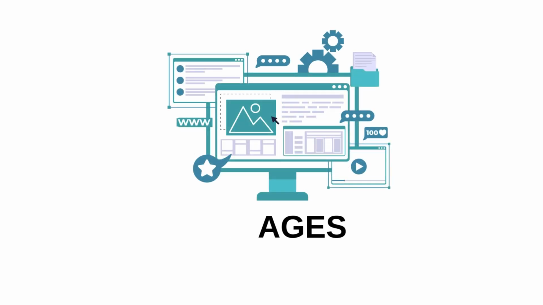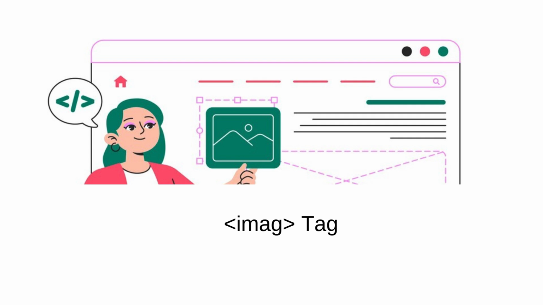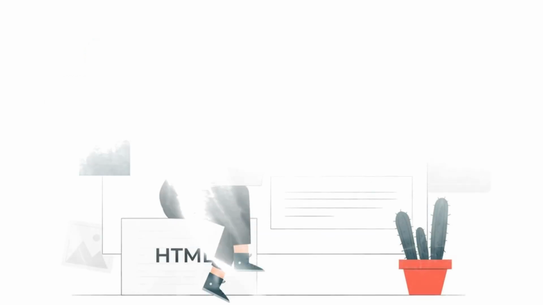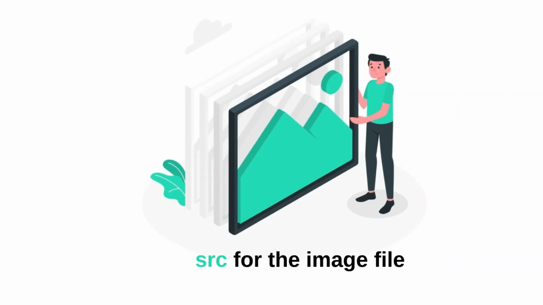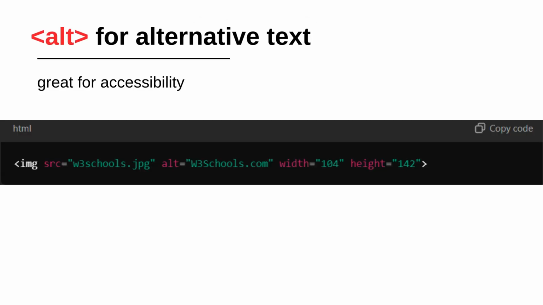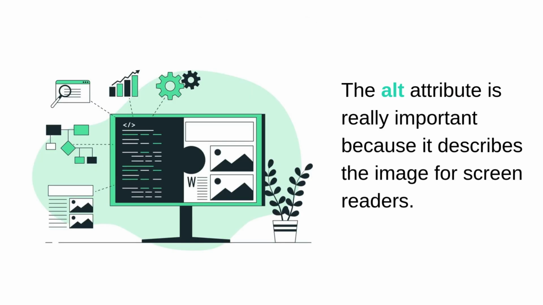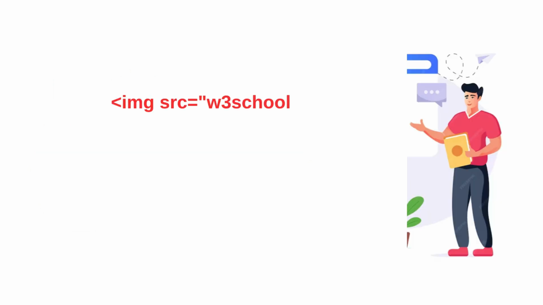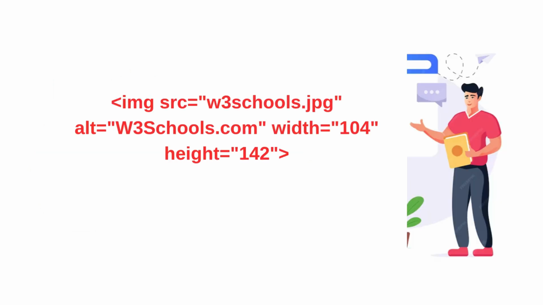Finally, let's cover images. HTML images use the img tag. This tag needs a few key attributes: src for the image file, alt for alternative text, and optionally width and height. The alt attribute is really important because it describes the image for screen readers. Remember, img tags don't have a closing tag, so it's just one line.